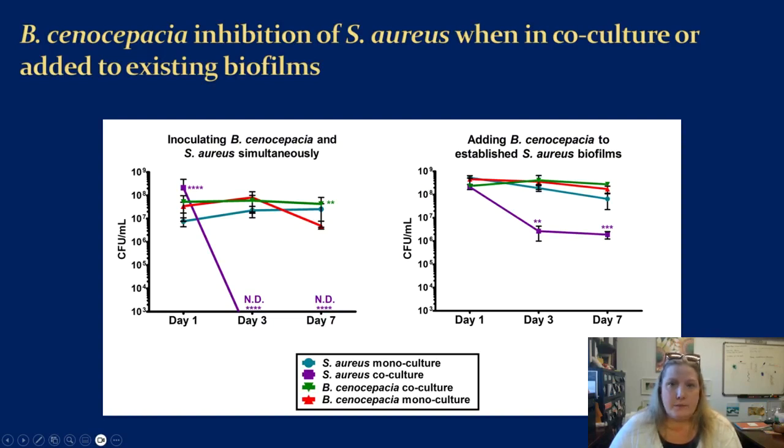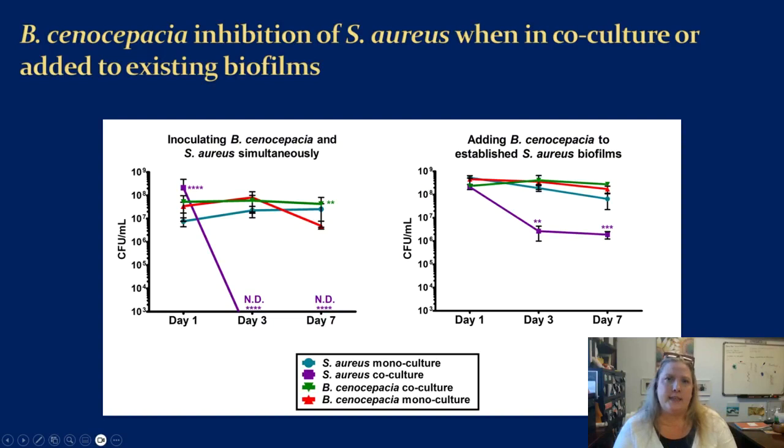Staph aureus, when it's by itself or in monoculture, is shown in the blue line. It does really well over time as well. But Staph aureus, when it is grown in the presence of cenocepacia, after 1 day, so by 3 days, has become not detectable, or ND. And this is statistically significant. So this is when you inoculate them both at the same time.